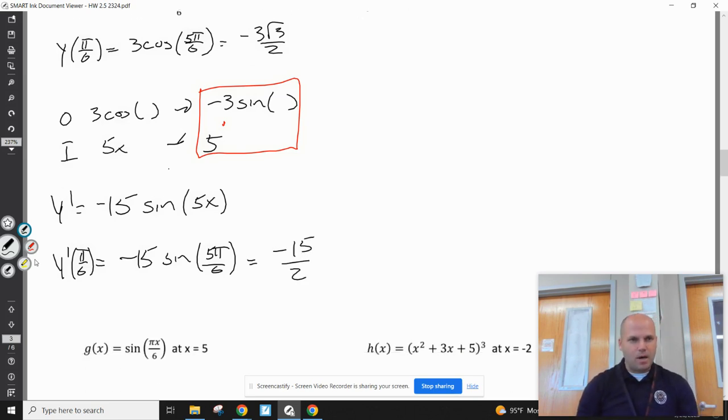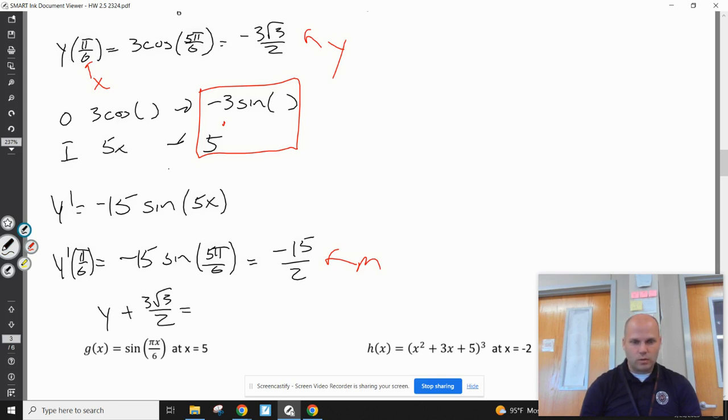So we get negative 15 halves. This is an M. This is a Y. This is our X, right? It's just so important. Y plus 3 root 3 over 2 equals M times x minus pi over 6.